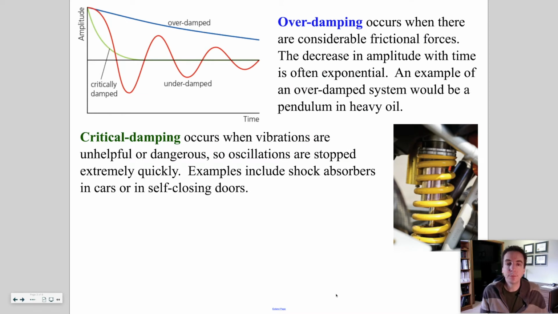Overdamping occurs when there are considerable frictional forces. So the decrease in amplitude with time is often exponential. An example of an overdamped system would be a pendulum in very heavy oil, so it might not even make one oscillation before it stops. Critical damping occurs when vibrations are unhelpful or dangerous, so oscillations are stopped extremely quickly, on purpose. Examples include shock absorbers or self-closing doors.